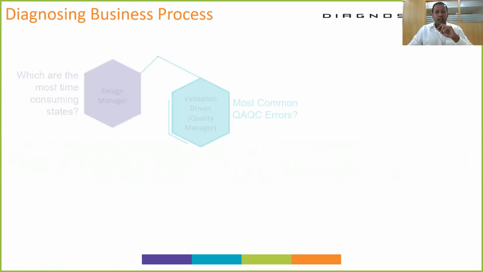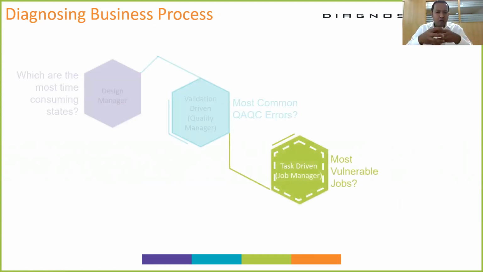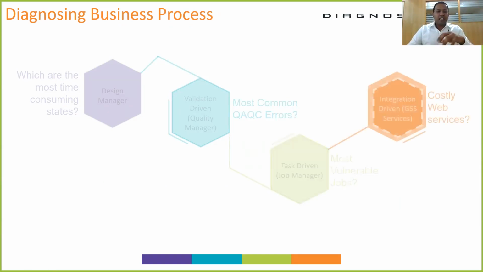The third one that we decided to go for was the job manager, to take a look at the jobs which are taking a lot of time and how they are tied back to the business process. And finally, we decided to take a look at the web services themselves to identify the ones which are taking a lot of time to be executed.